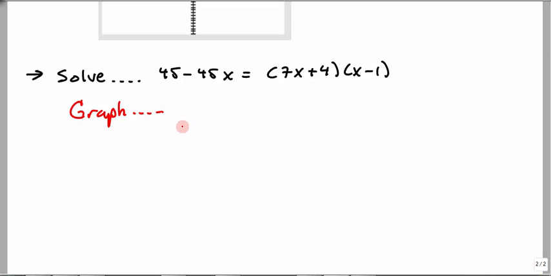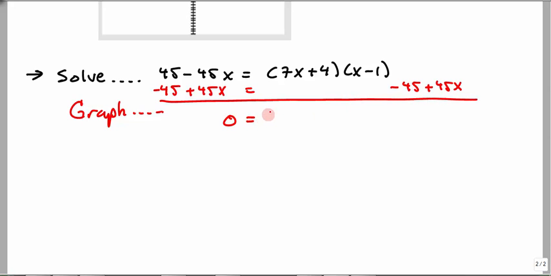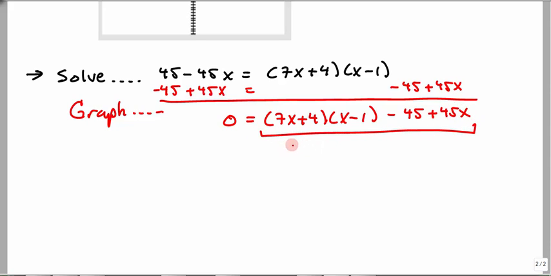Now remember, when you graph, these have to be set equal to 0. So I would have to subtract 45 and add 45x. So I have 0 equals the product, 7x plus 4 times x minus 1 minus 45 plus 45x. So this is what I will graph. It has to be set equal to 0.